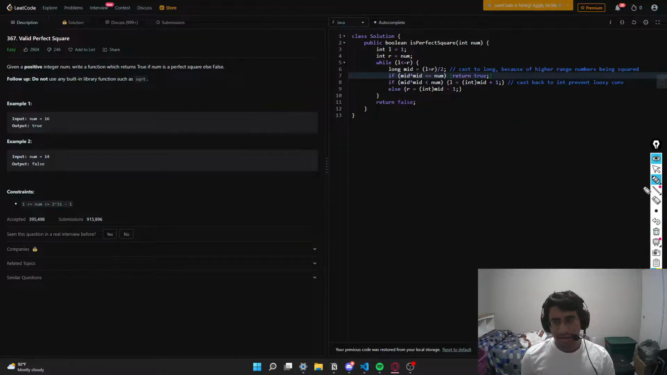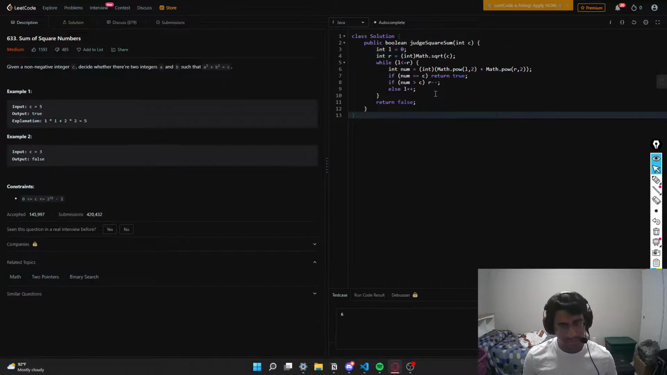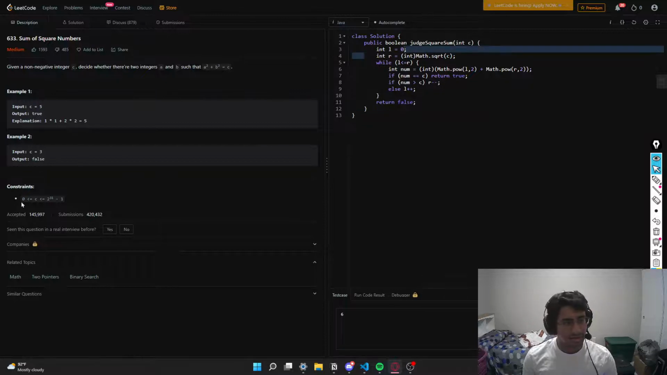So let's run through the code one more time. The left is 1, because that's the constraint. And then R is num. Oops, this is the wrong problem. This is the problem. So L equals 0, that's by the constraint. And R is the square root value.